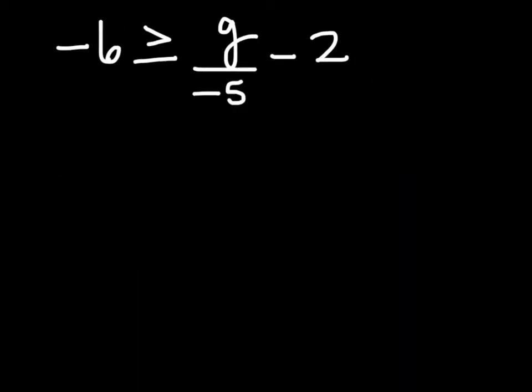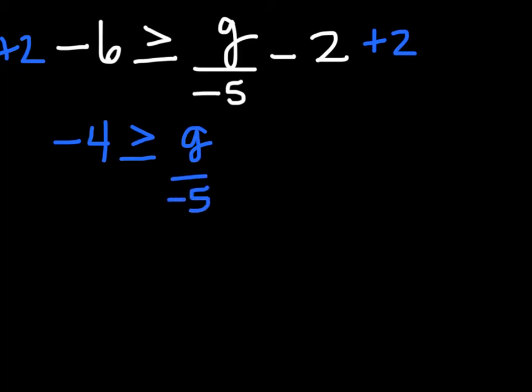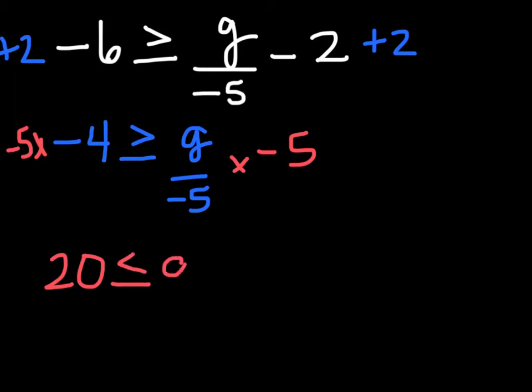Let's try another. Negative 6 is greater than or equal to g divided by negative 5 minus 2. We begin by adding 2 to each side, to get negative 4 is greater than or equal to g divided by negative 5. Now we multiply each side by negative 5, giving us 20 is less than or equal to g. Remember, since we're multiplying by a negative number, we have to reverse the direction of the inequality symbol.